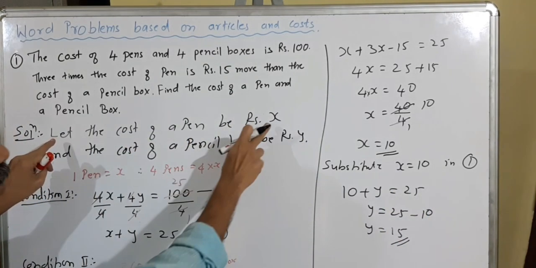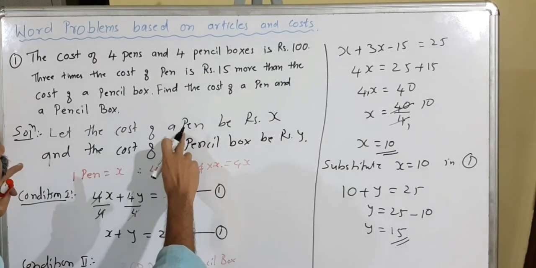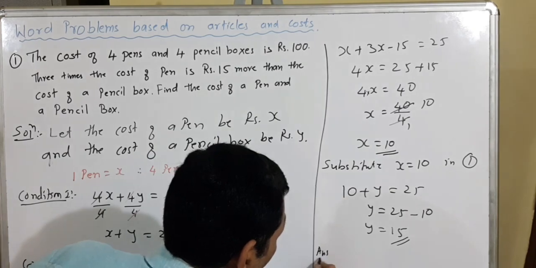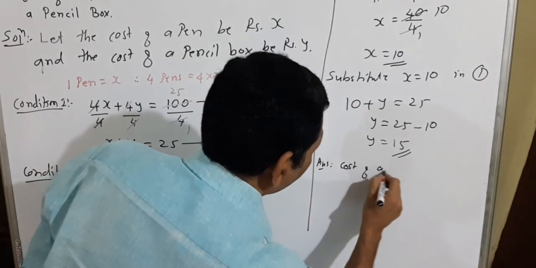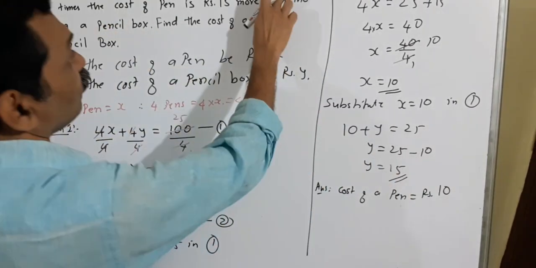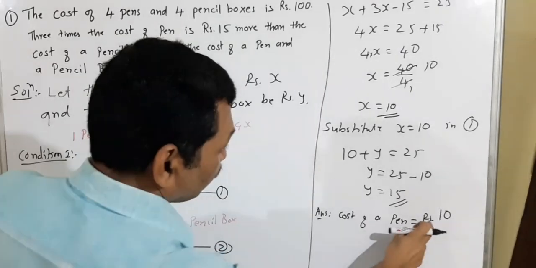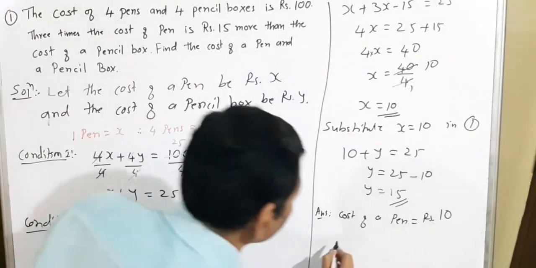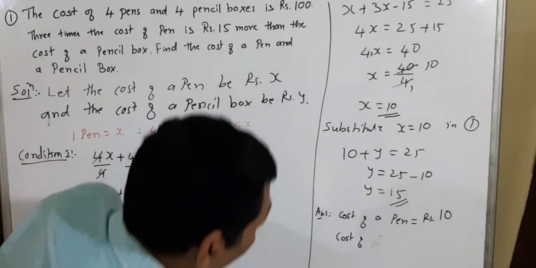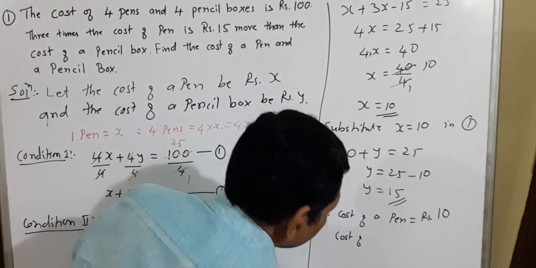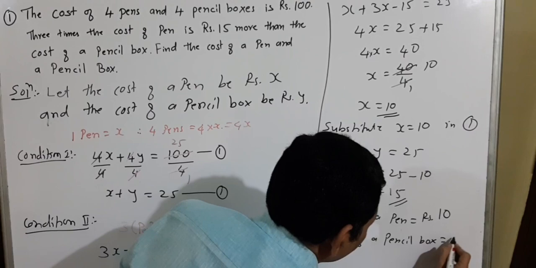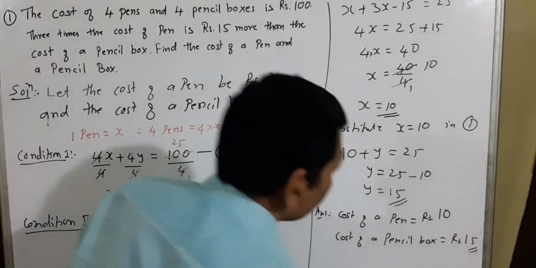What is the meaning of X? X means the cost of a pen. We are asked to find the cost of a pen. Therefore the answer: the cost of a pen is equal to rupees 10. We have to write the unit here. The unit given is rupees, so we are writing the unit as rupees. And the cost of a pencil box is equal to rupees 15.